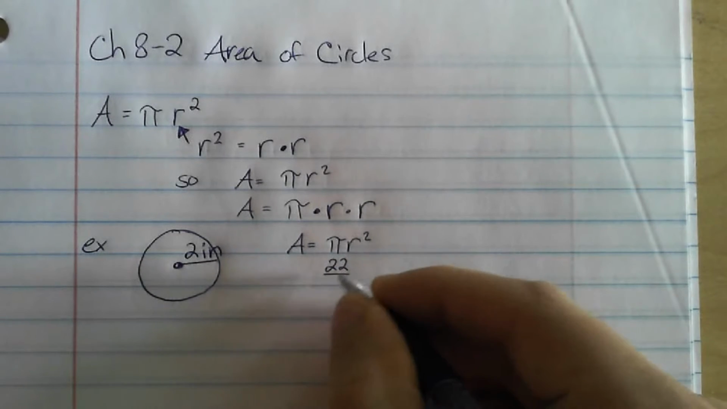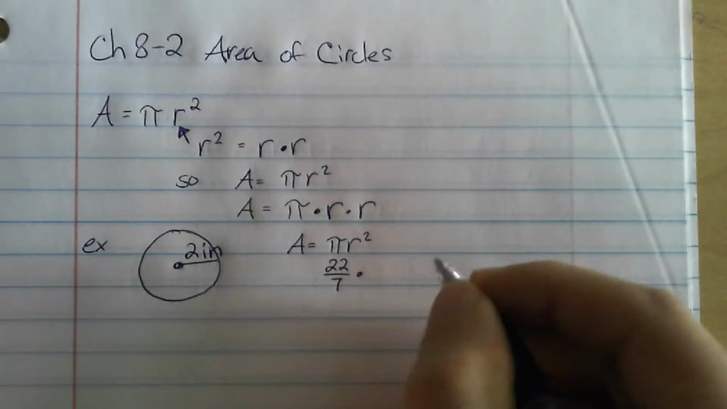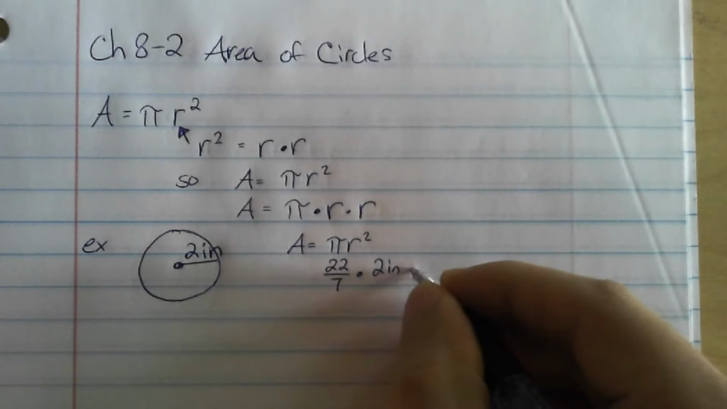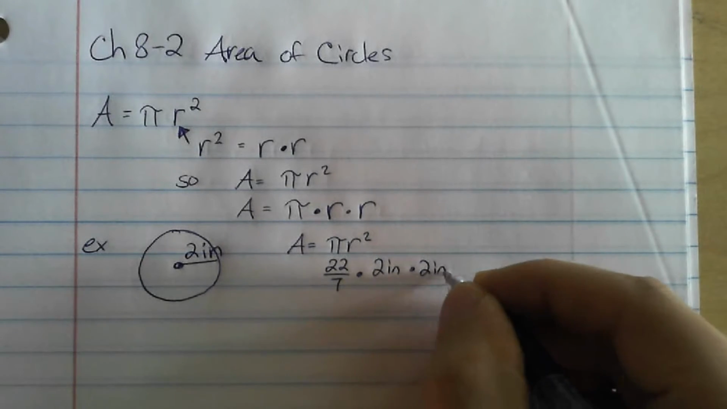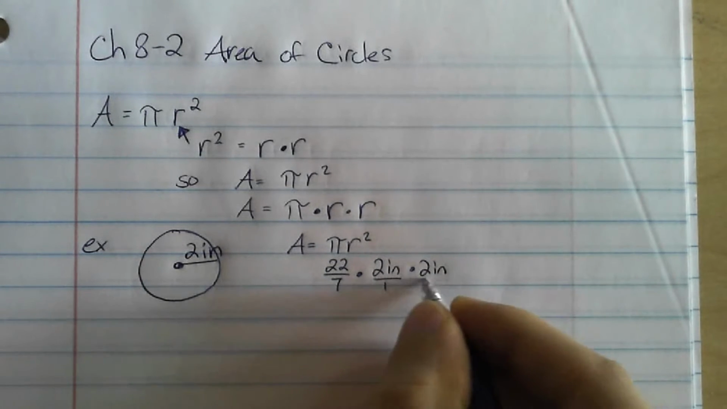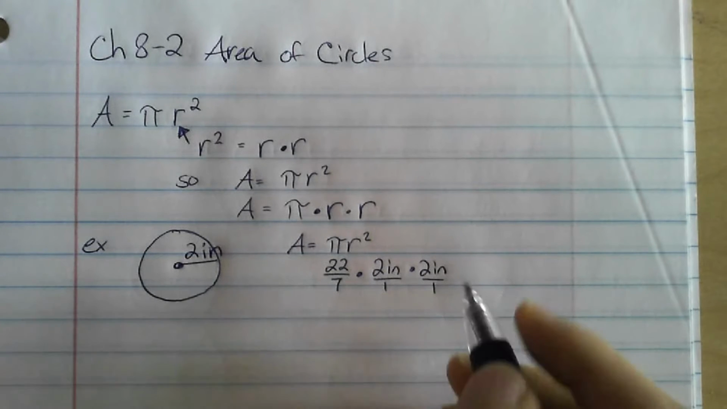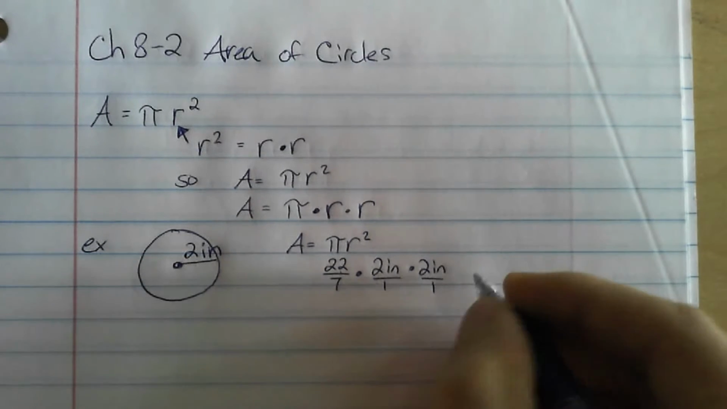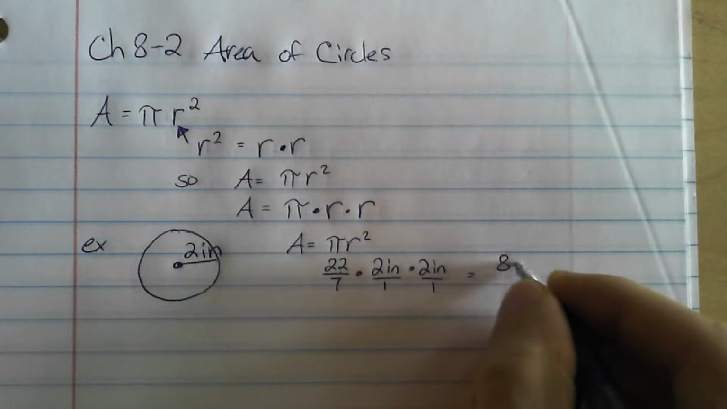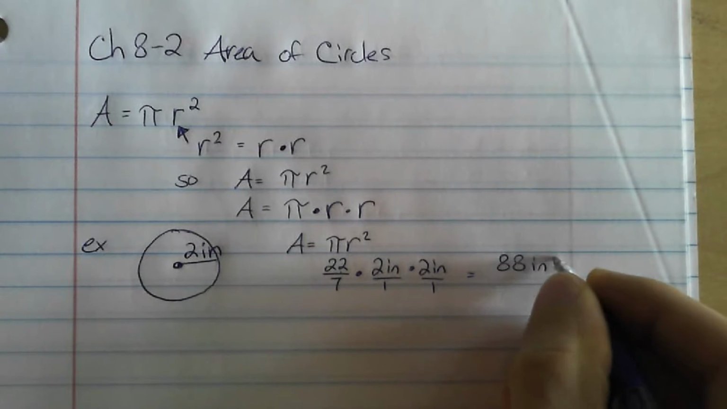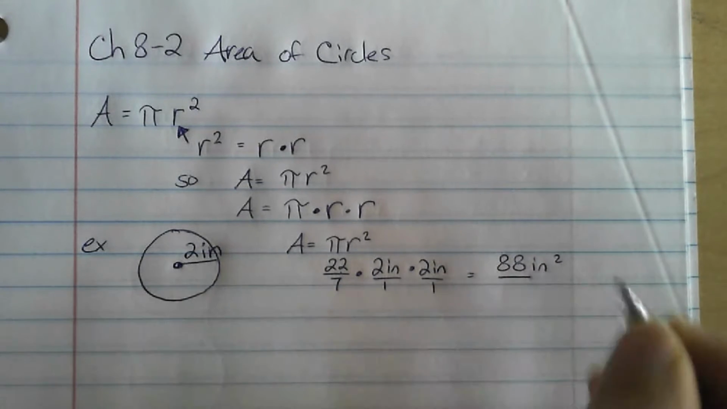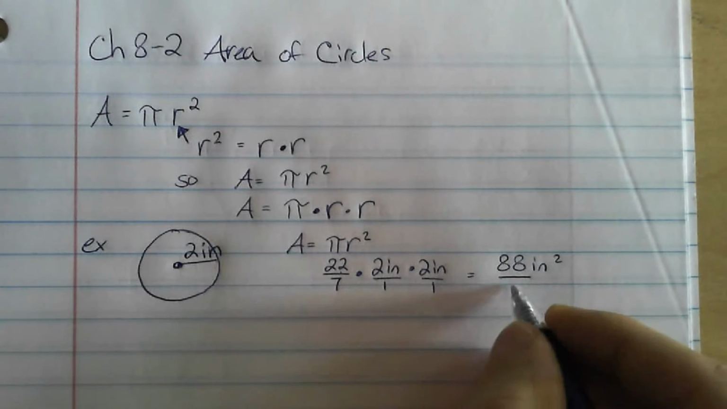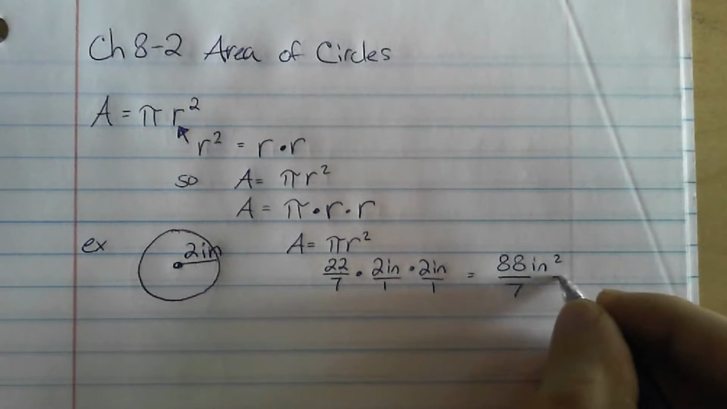Pi, remember, we're going to use 22 over 7. And for the radius, we have 2 inches. Since it's squared, we have it twice. Make that a fraction by putting it over 1. And now, when I multiply across on top, I end up with 88 inches squared. And for the denominators, when I multiply across, I end up with 7.